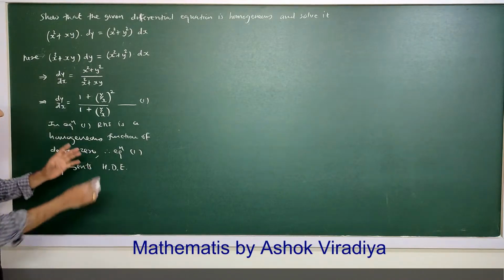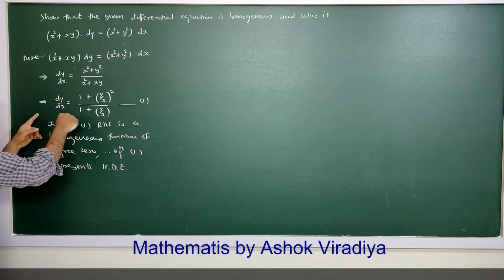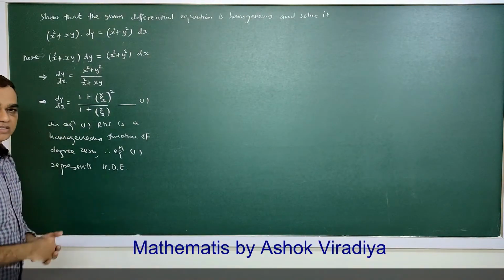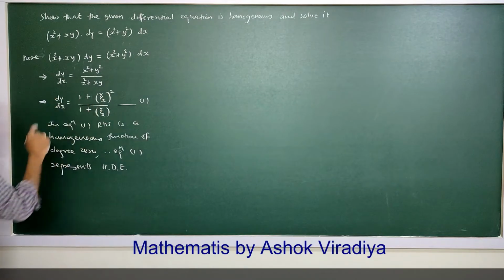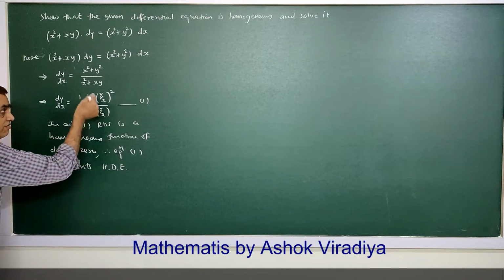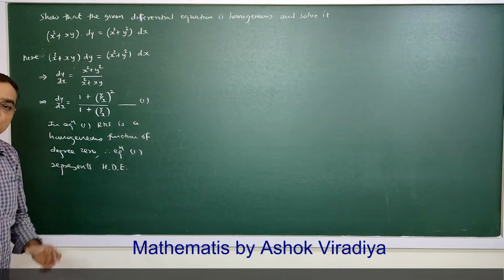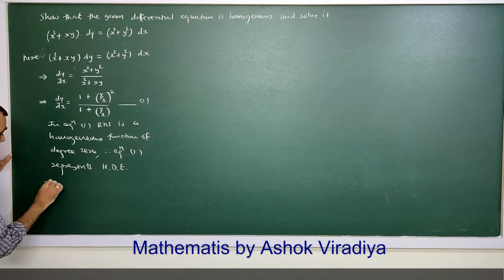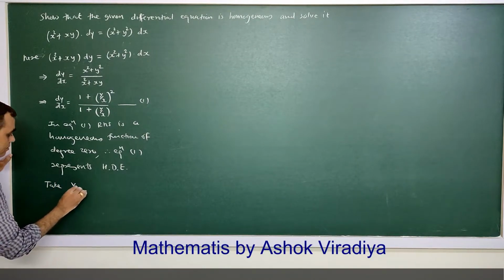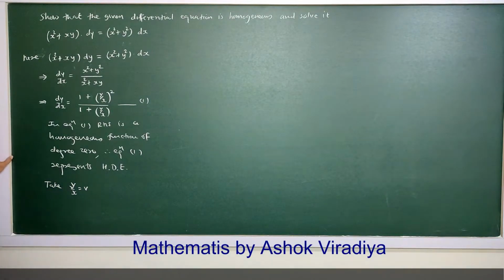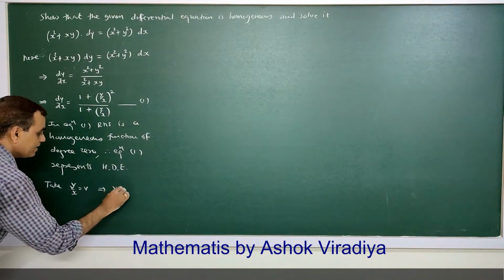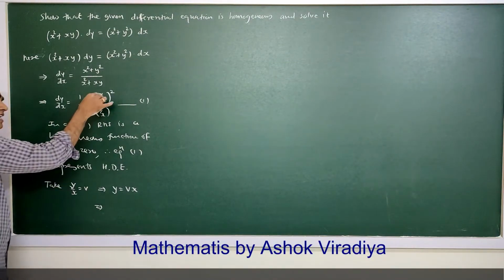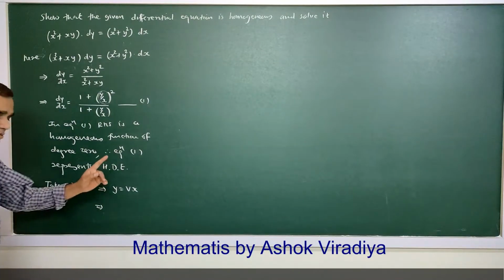And now because it is a homogeneous differential equation, we solve this equation by the method I just discussed. To solve this equation, what do we do? If the right hand side is a function of y by x, take y by x equal to v. If we take y by x equal to v, that means y is vx.